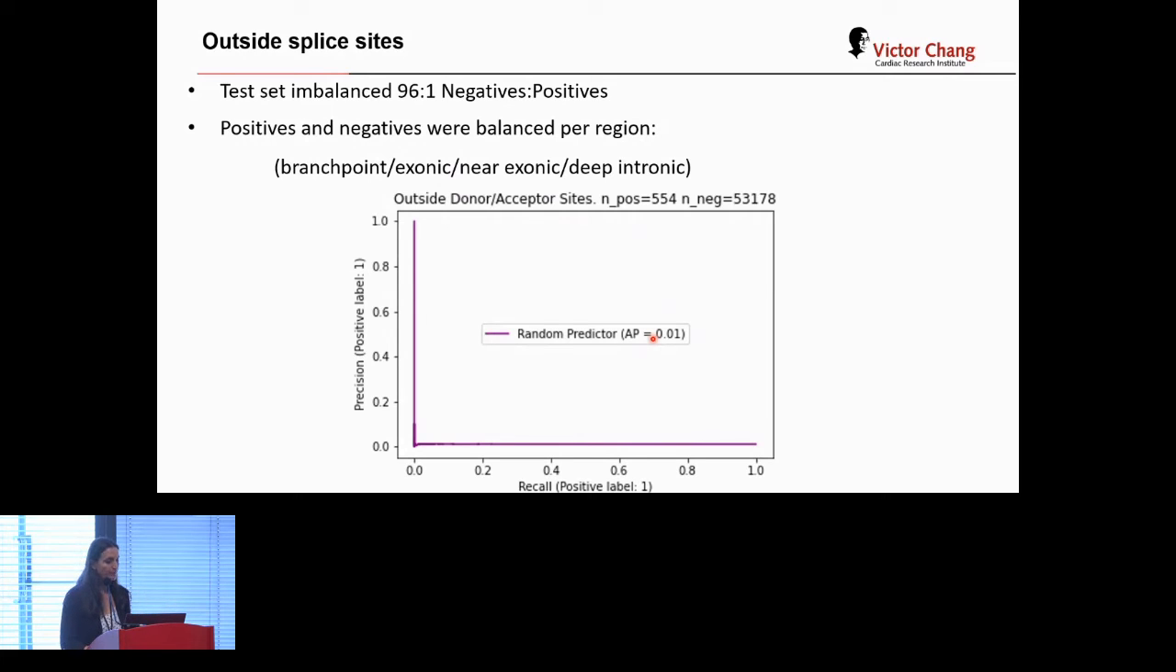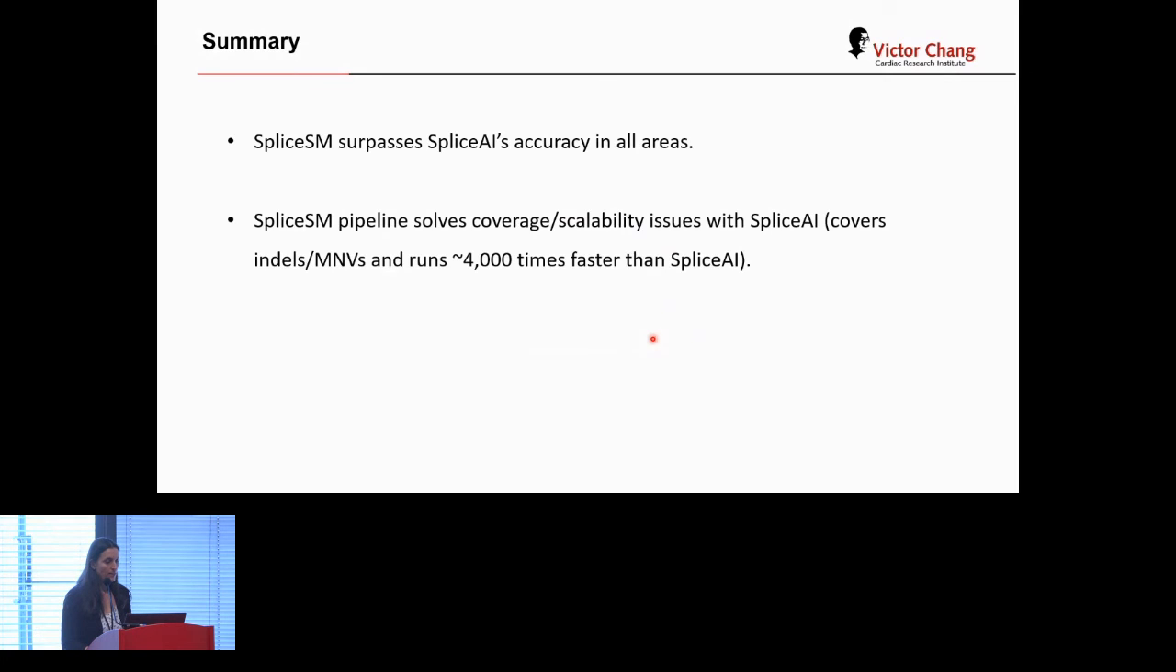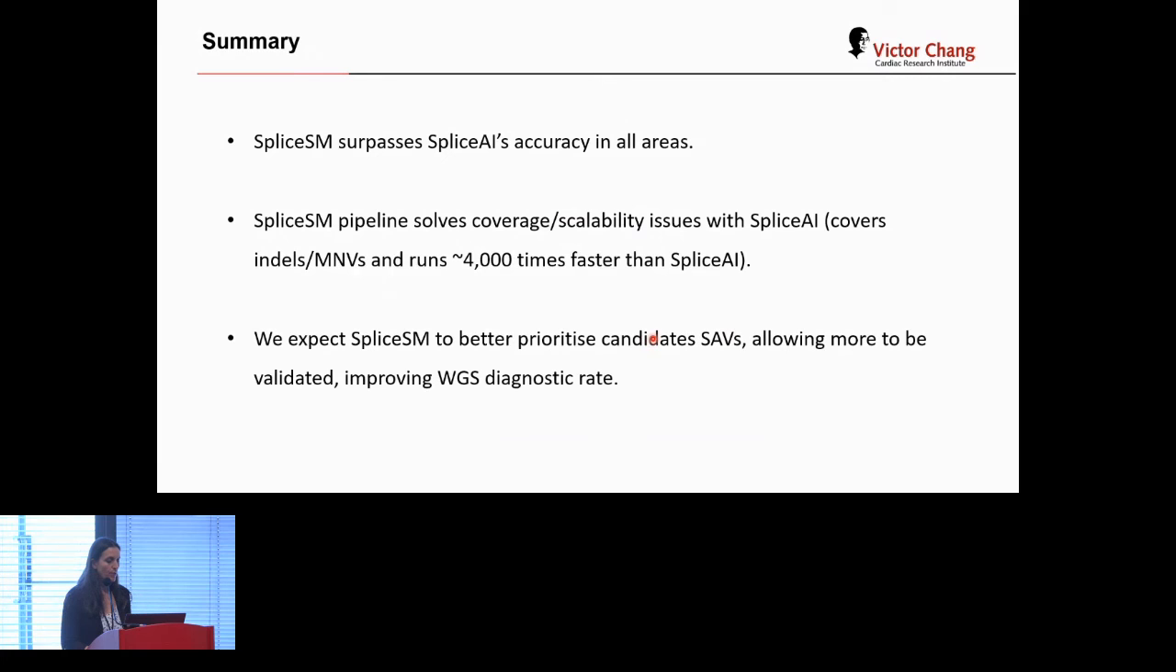So in summary, we have developed a new method that is better than what most variant prioritization pipelines currently use, which is SpliceAI, and it also solves some issues in terms of coverage and scalability that SpliceAI has, because it's very slow to run. So our method runs about 4,000 times faster. And we expect to be able to use it to better prioritize candidate variants.